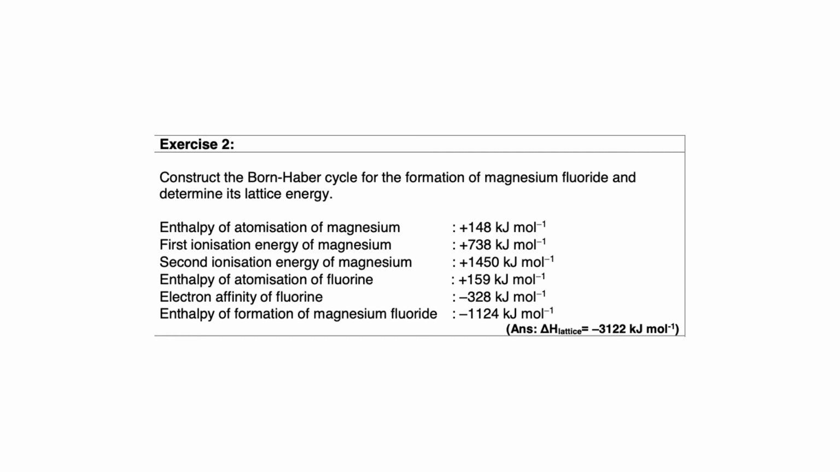Okay, so let's take a look at the last question. In this question, we are going to construct the Born-Haber cycle for the formation of magnesium fluoride. So magnesium fluoride is MgF2. So how are we going to construct it? As usual, don't forget your axis and don't forget to write your ionic solid, which is MgF2 here.